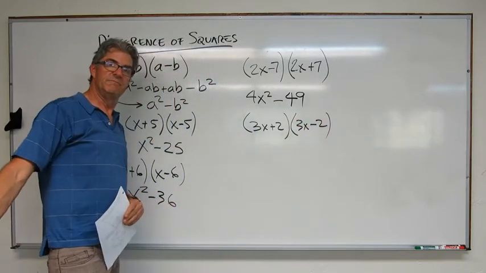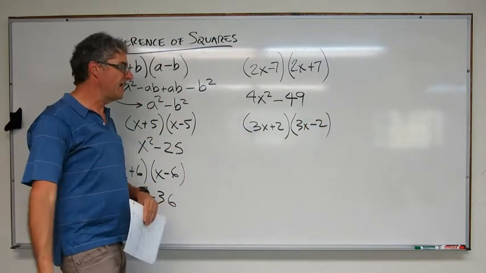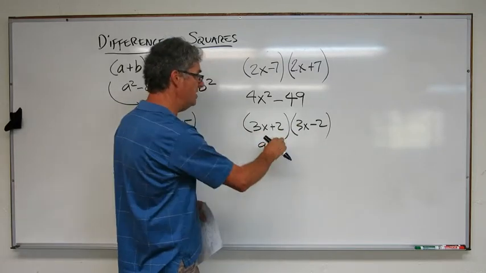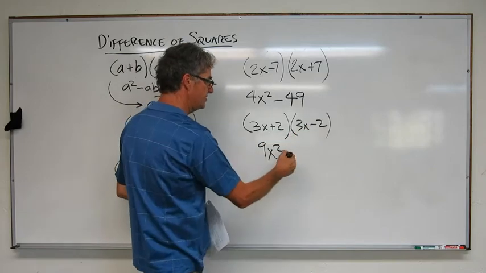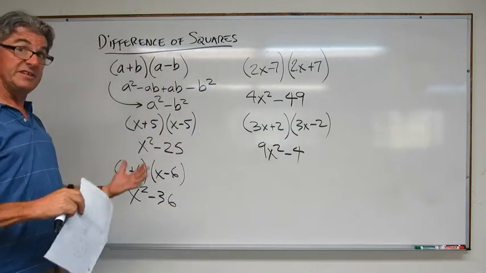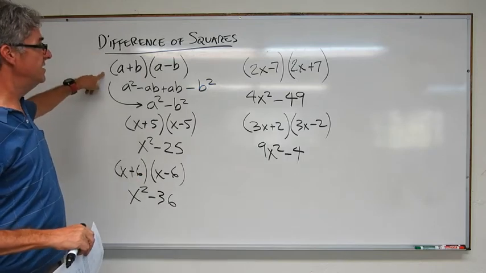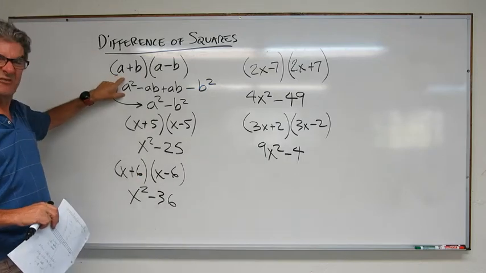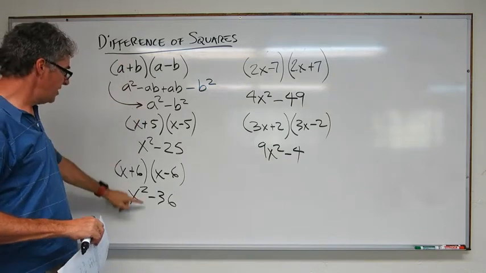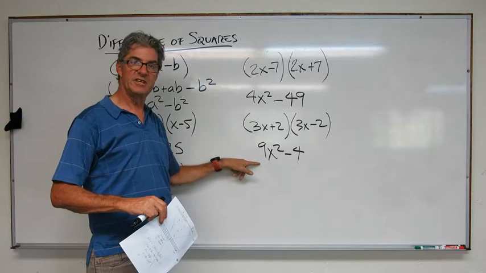Pause the video. Okay, let's see how you did. 3x times 3x is 9x squared, plus 2 times negative 2 is minus 4. Bam! So you can really see how understanding this pattern eliminates the need to do this FOIL step and lets you go straight from here to here. These problems were actually pretty quick and easy using that.